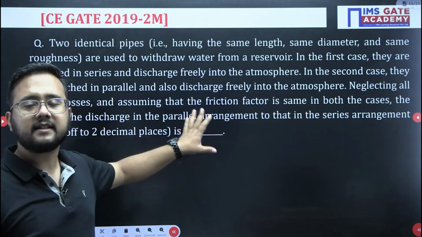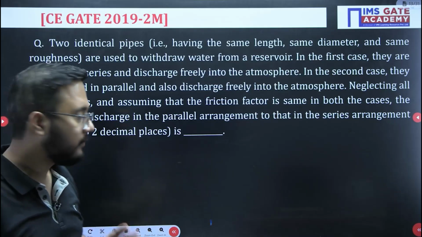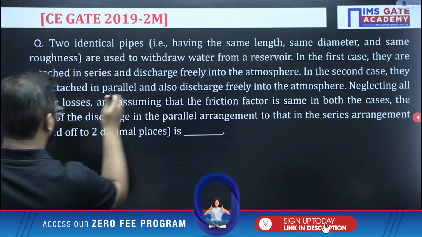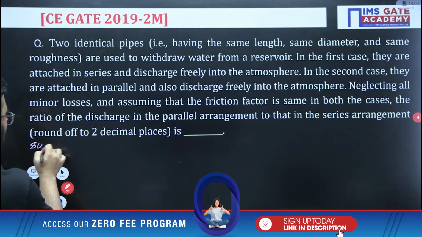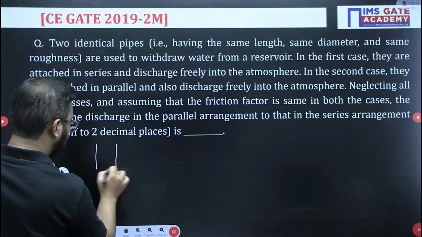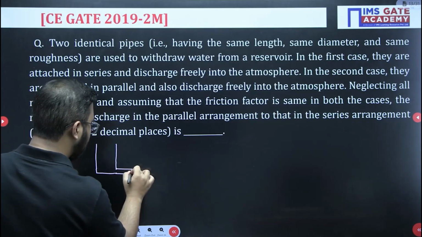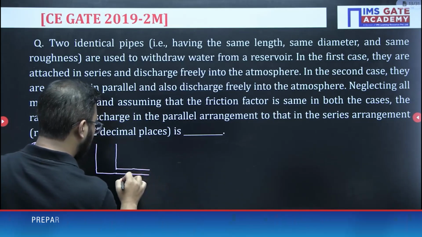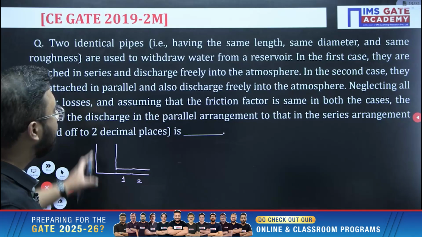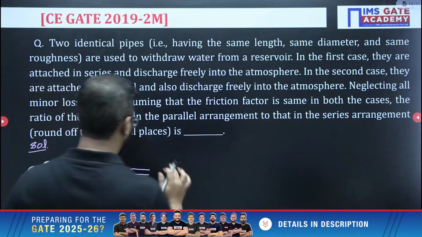So in such cases, first of all try to understand the question and draw the diagram if it is possible. Because if you draw the diagram it will give you better clarity about the question. So you can consider there is a reservoir. There is one pipe connected like this and another pipe connected like this. Pipe 1, pipe 2 in series connection. Same length, same diameter, same roughness, everything is the same in both pipes. So that is the series connection.